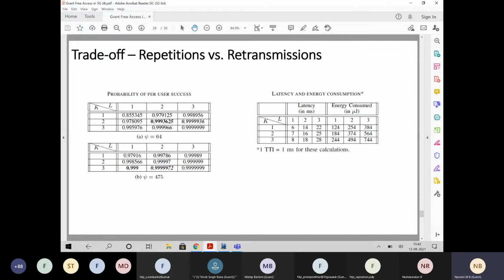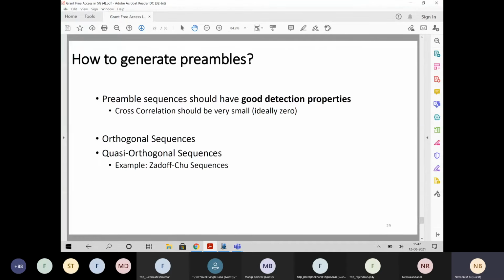All you need to do is increase the number of preambles. Okay, so that's the last slide. How do you generate those preambles? Great, you did all the research, you showed to increase the number of preambles. How do you do it? This is still ongoing. We are exploring a few sequences: orthogonal sequences, quasi-orthogonal ones like Zadoff-Chu, Gaussian sequences, Gold sequences. We are trying to explore different sequences and find out if we can actually generate 475 preambles very easily. So that is where we are as of now.